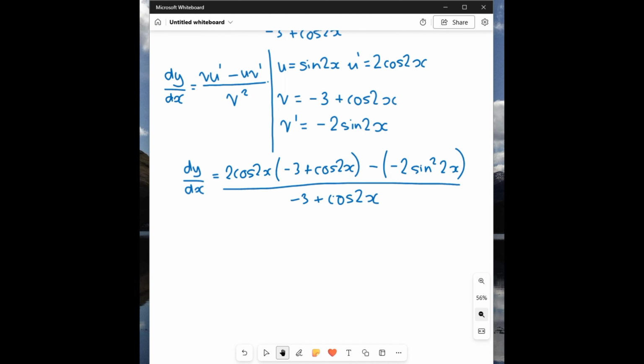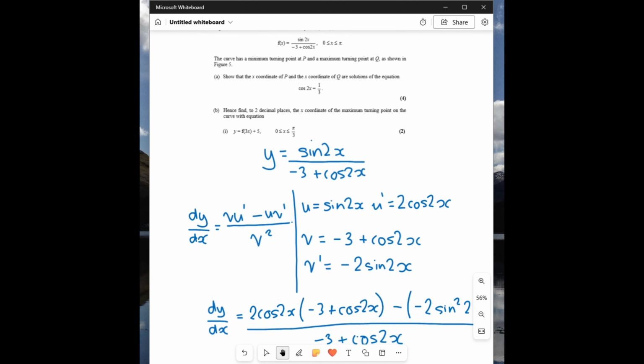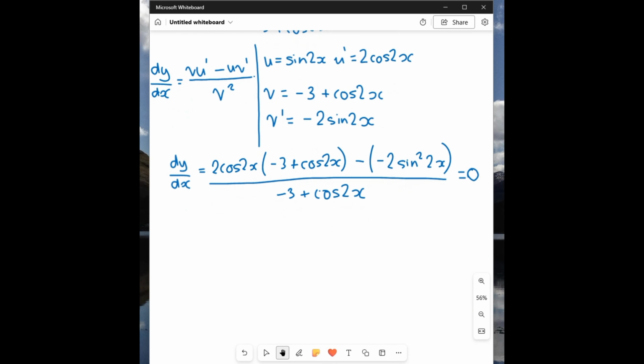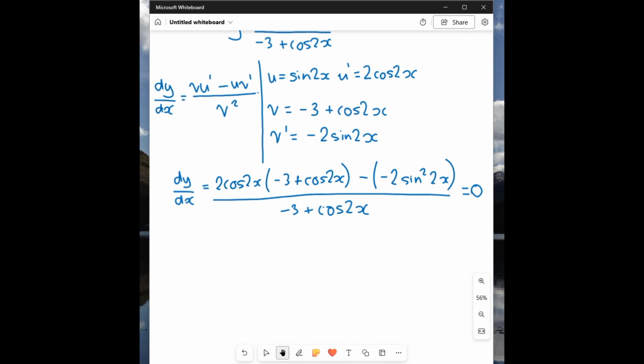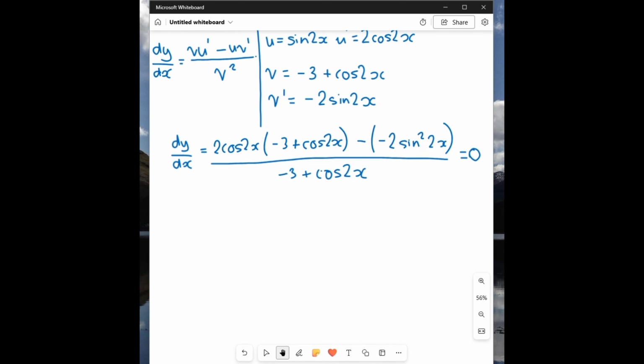So I know that I want to set that equal to 0, because that means that when I sub in the x-coordinates of P and Q, that will satisfy that equation. Remember, that's what the question was asking. We wanted to show that the x-coordinates of P and Q are the solutions to this equation. So we need to make this look like cos 2x is equal to a third somehow. First of all, I've also forgotten to put the squared on here, haven't I? It's over v squared. Let's put the squared on there. There we go. That's what it should look like.